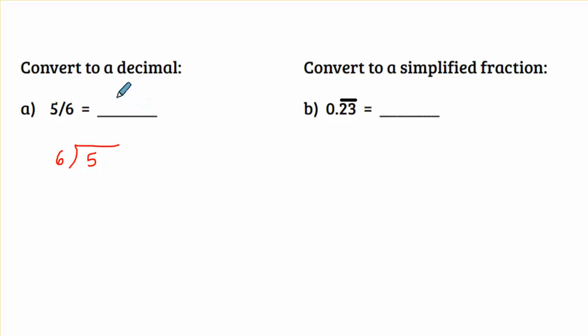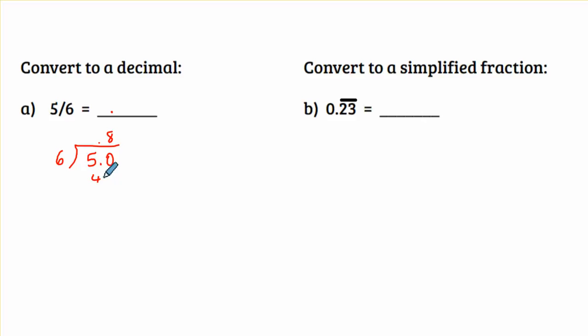So if you got an answer that was bigger than 1, chances are you had these in the wrong spot, right? So this should definitely be a decimal that's less than 1. Okay, so we can't do 6 into 5, but we're going to add a decimal and a 0, and now we can.